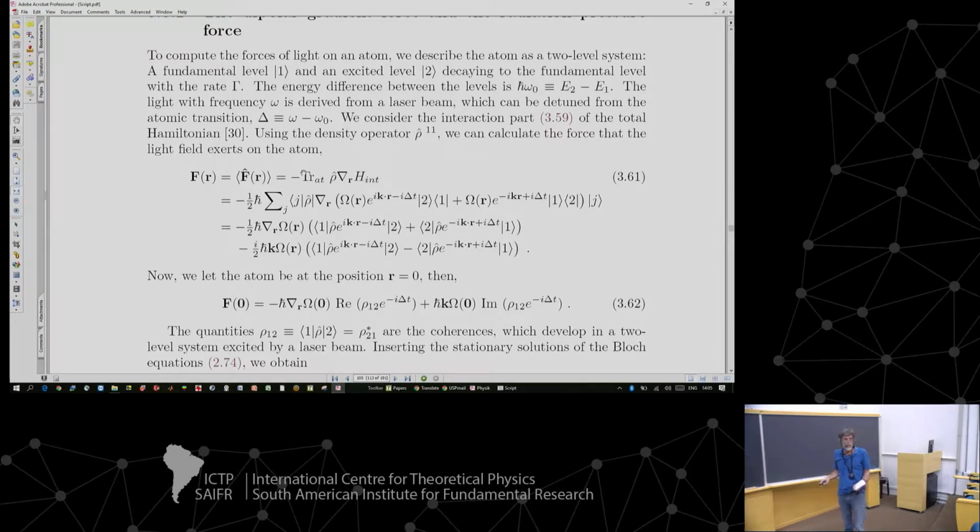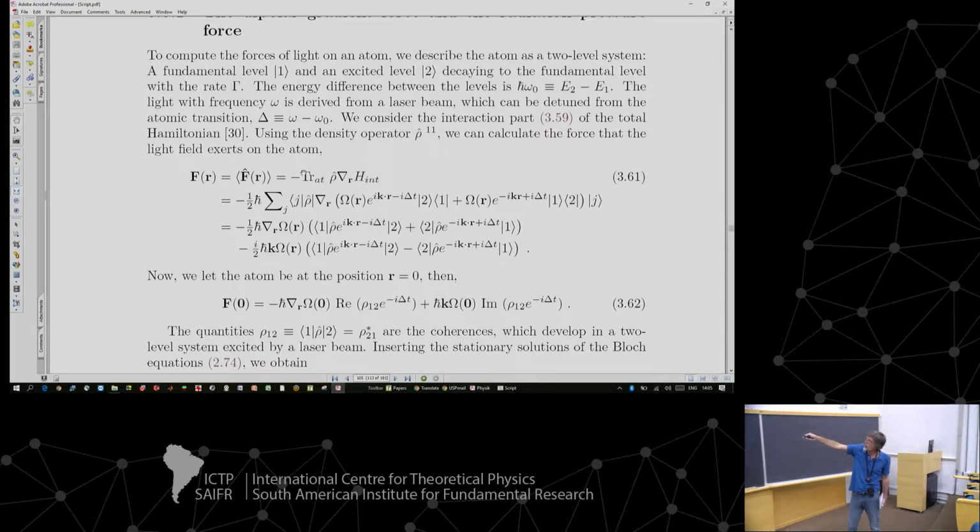Now, as long as we only deal with one atom, we can, without problem, put the atom at the origin, r equals 0. So this simplifies the terms a little bit. This is what I did here. You see here, I have a sum of some transition matrix element and its complex conjugate. So this is the real part, and the second line is the imaginary part.